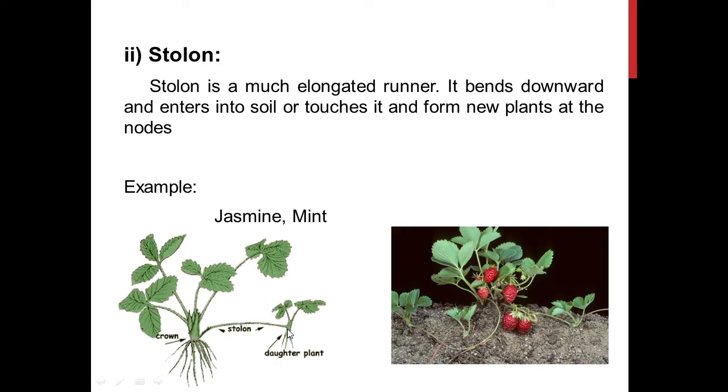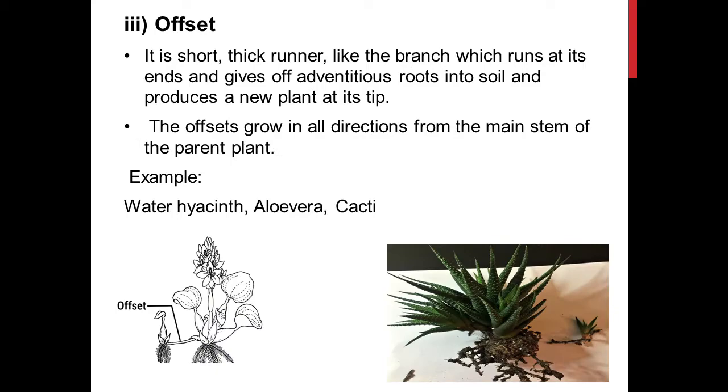So these are the daughter plants, and this is the parent plant. From the parent plant, daughter plants arise with the help of stolon. So stolon is a type of vegetative propagation.